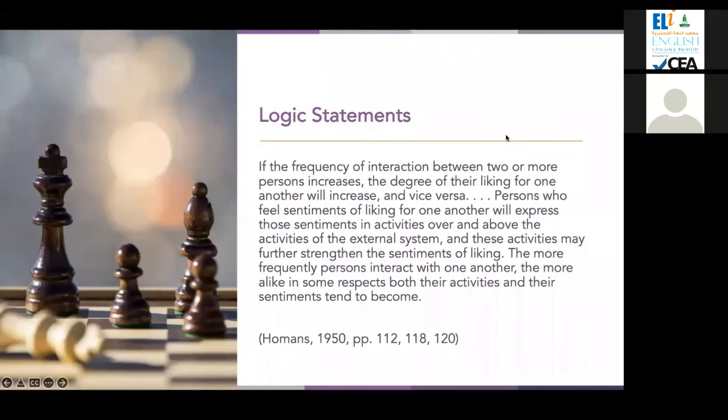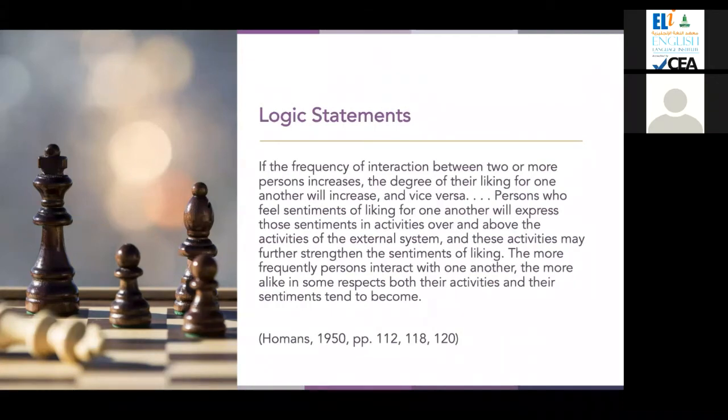Now, the other form in the writing is writing it as a logic statement. So what does that mean? You just simply write it as prose, as a paragraph, showing the logical relationship between the variables. Let's take a look at this. So if the frequency of interaction between 2 or more persons increases, the degree of their liking for one another will increase and vice versa.